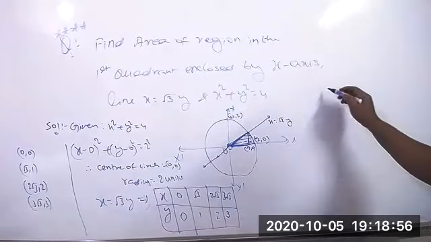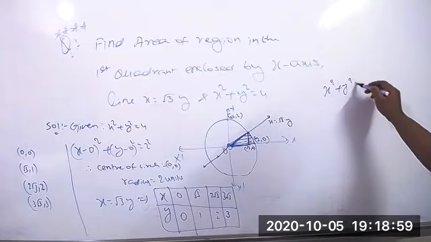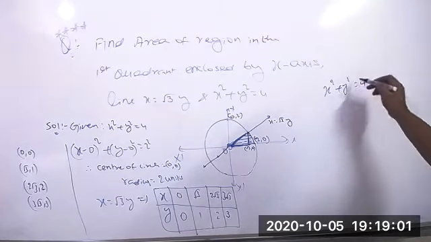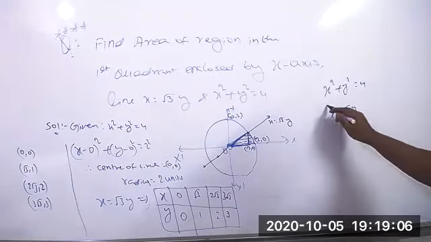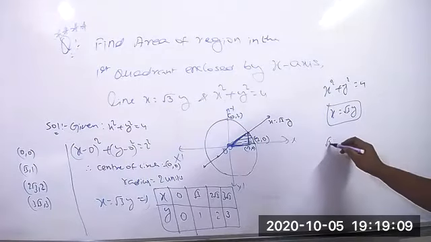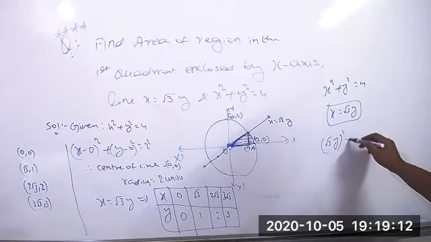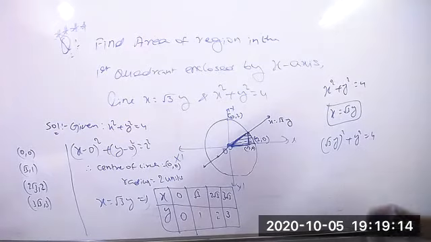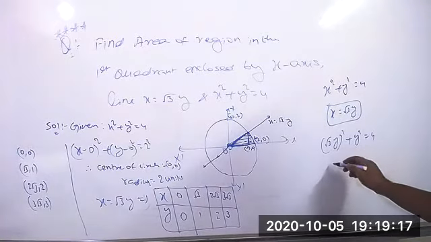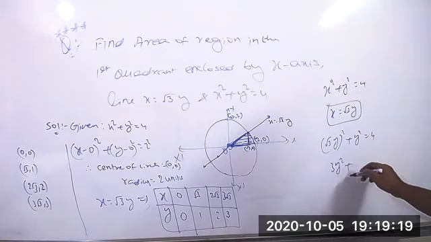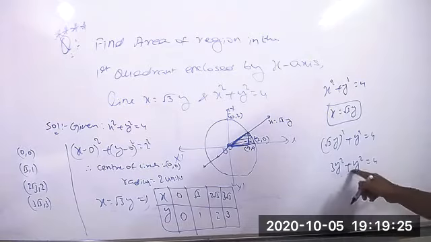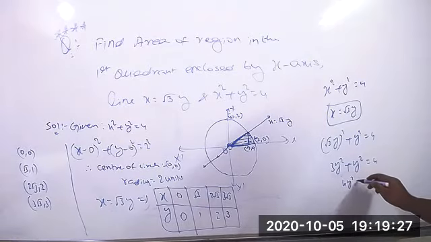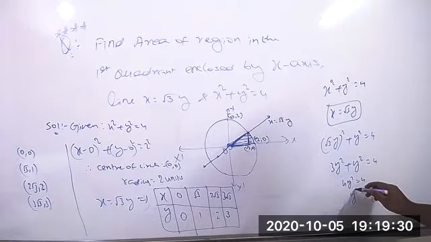So what is the circle equation we have? Generally x square plus y square equal to 4, correct? And that line is x equal to root 3 y. So we substitute x equal to root 3 y in there. So (root 3 y) whole square plus y square is equal to 4. You can write 3y square plus y square equal to 4. The sum of these two is 4y square equal to 4, so clearly the value of y equal to 1.